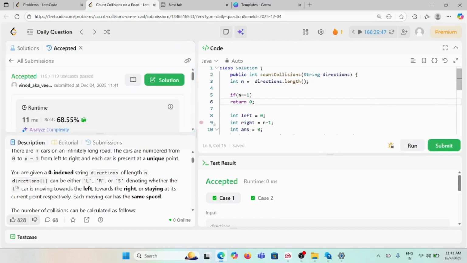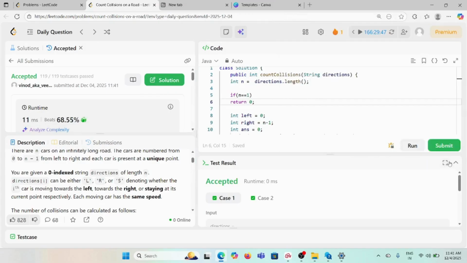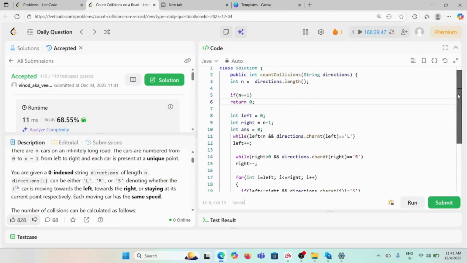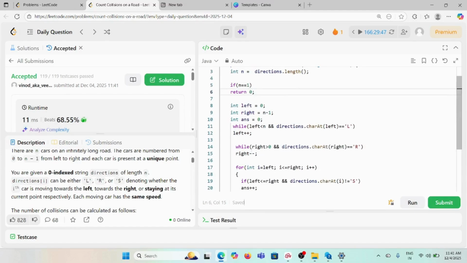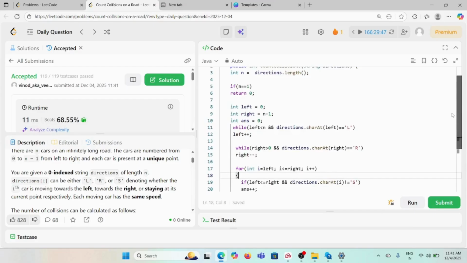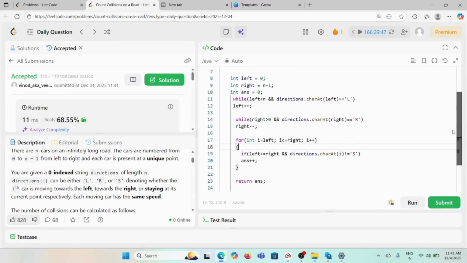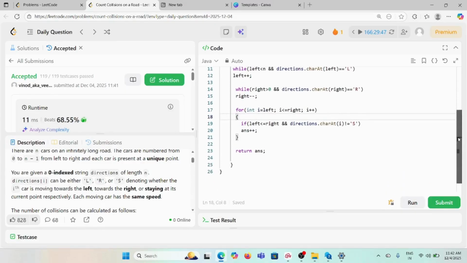Yeah, so it is 68.55%. So what is the time complexity here? You can observe that initially we are trimming, which is O(n), and then we are using this for loop to check the count of the moving cars. So this is O(n), and we are not using any extra space except a few variables. So this is O(n) time complexity and constant space complexity.